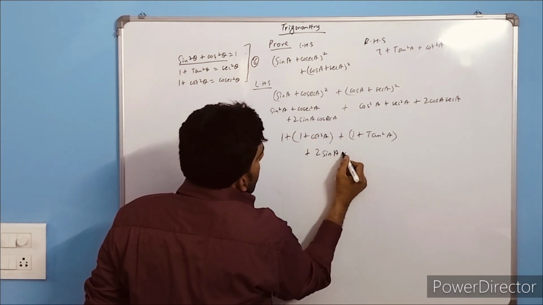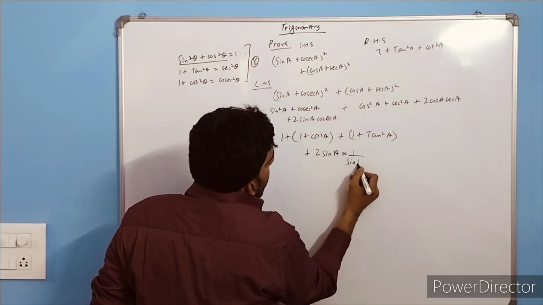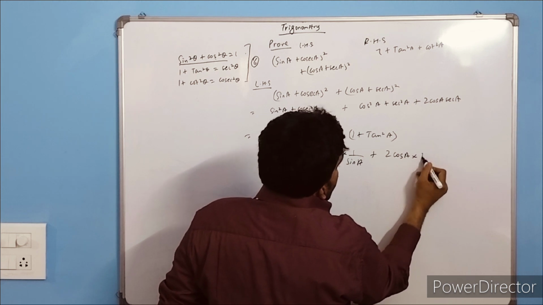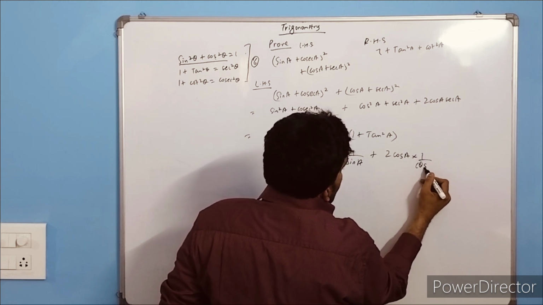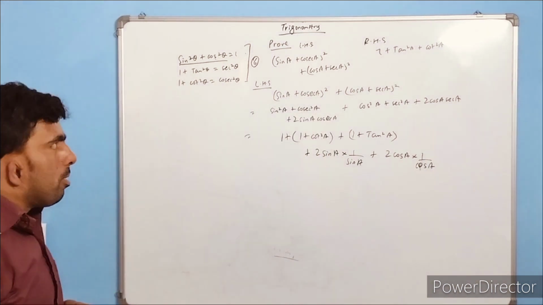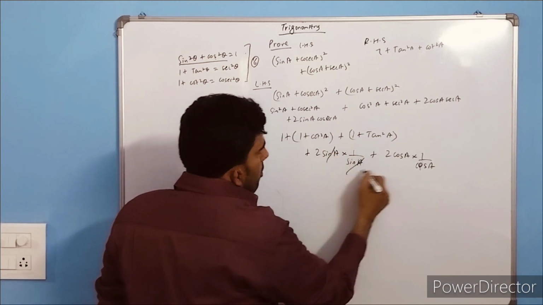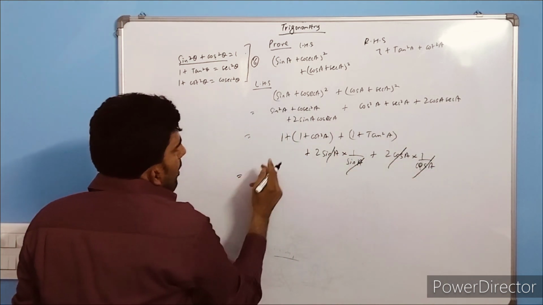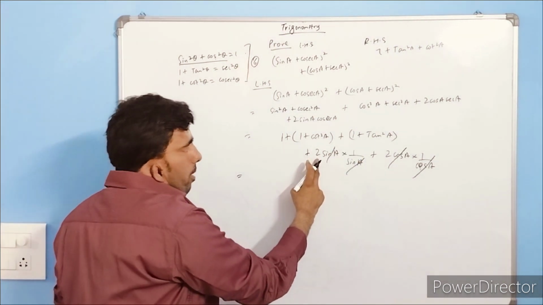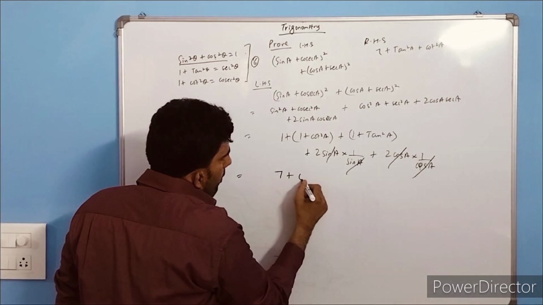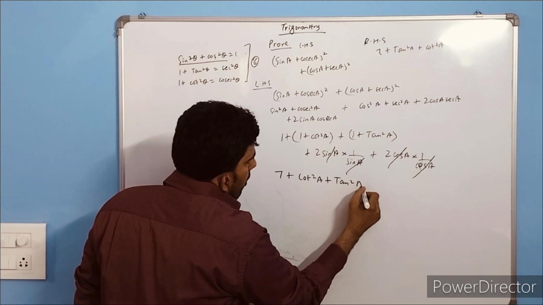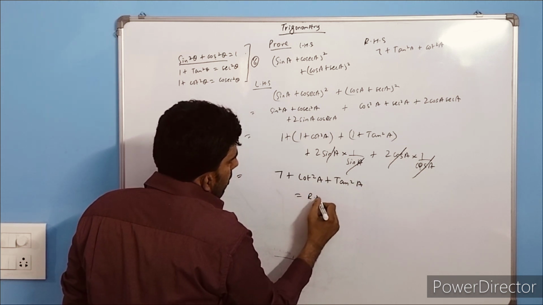So here I can write cosec A is equal to 1 upon sin A, plus similarly 2 cos A into sec A, I can write 1 upon cos A. So this will be reduced. Now you can see 1 plus 1 is 2, 2 plus 1 is 3, 3 plus 2 is 5, 5 plus 2 is 7. So I got 7 plus cot square A plus tan square A is equal to RHS.